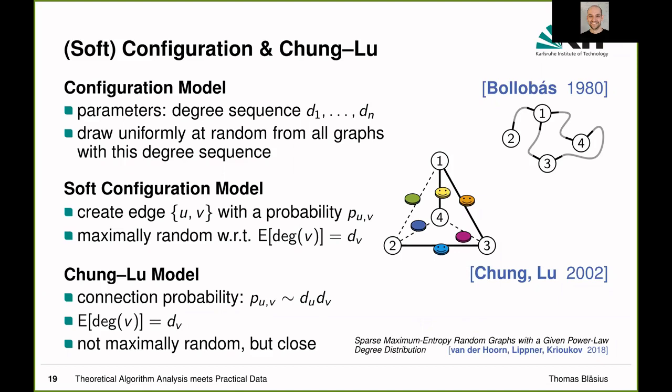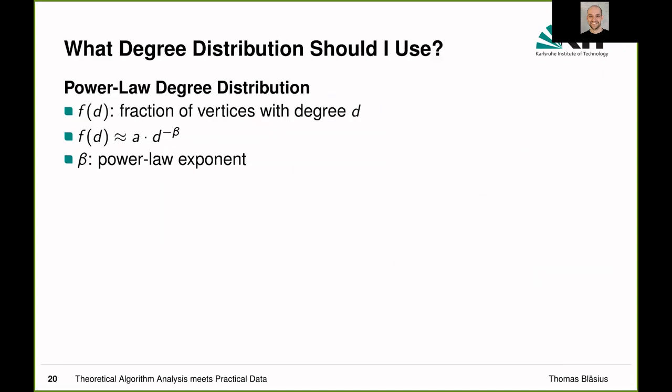Now, I didn't tell you so far what degree distribution you should use. If you choose that every vertex should have the same degree, then of course you don't get a heterogeneous network. So the question is, what degree distribution should I use? One that's very commonly used is the power law degree distribution. It's so common that if you say Chung-Lu model, you implicitly assume the Chung-Lu model with power law degree distribution. What does this mean?